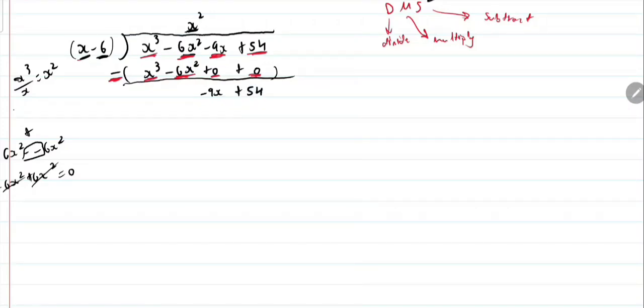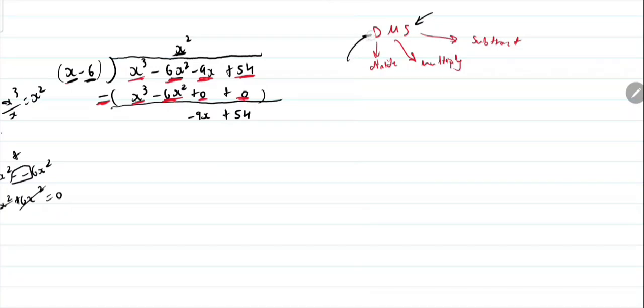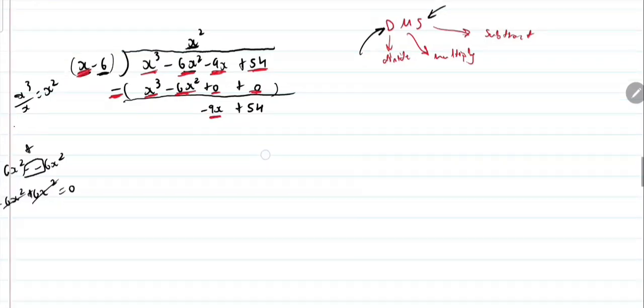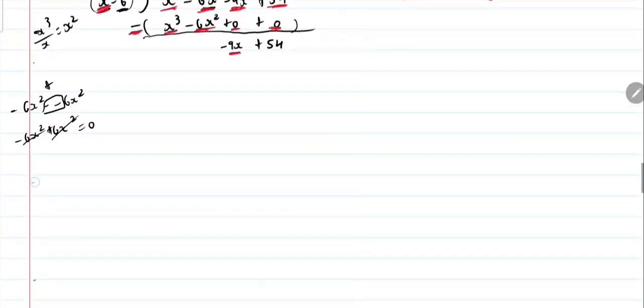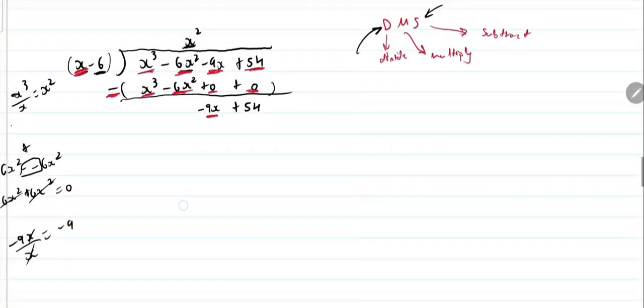Okay, that was the next step. Divide. Cycle starts back. Right? So now I'm going to divide minus 9x by x. Right? Minus 9x divided by x is going to give me minus 9. Alright, so I'm going to have minus 9 up here. So, and where am I going to put minus 9? I'm going to put it over the 54. Right? Over the like term.